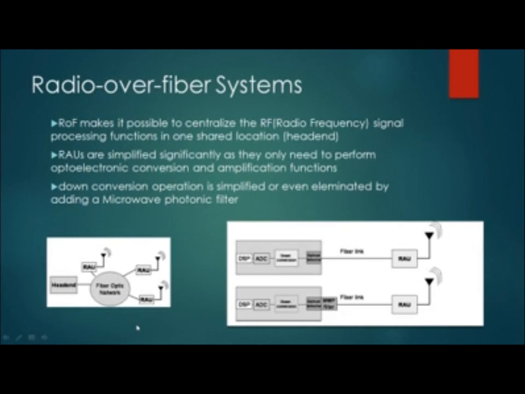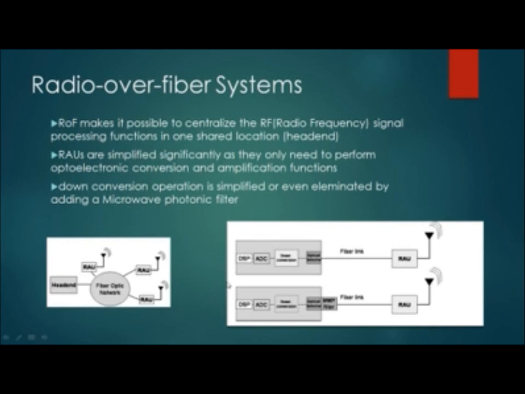The objective of using a microwave photonic filter in the previous applications listed is to basically increase the capacity by reducing the coverage area. An enabling technology to obtain this objective is radio over fiber systems, where radio signals are distributed from a central location to remote antenna units using fiber optic transmissions, as shown in the figure below. It makes it possible to centralize the radio frequency signal processing functions in one shared location called the headend. By doing so, radio antenna units are simplified significantly, as they only need to perform optoelectric conversion and amplification functions.